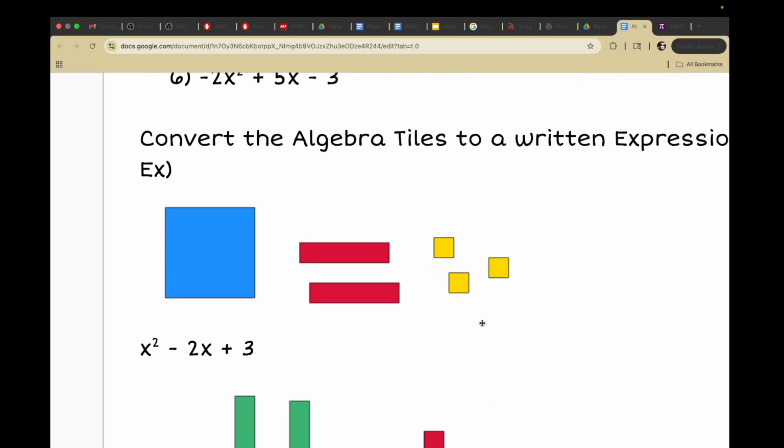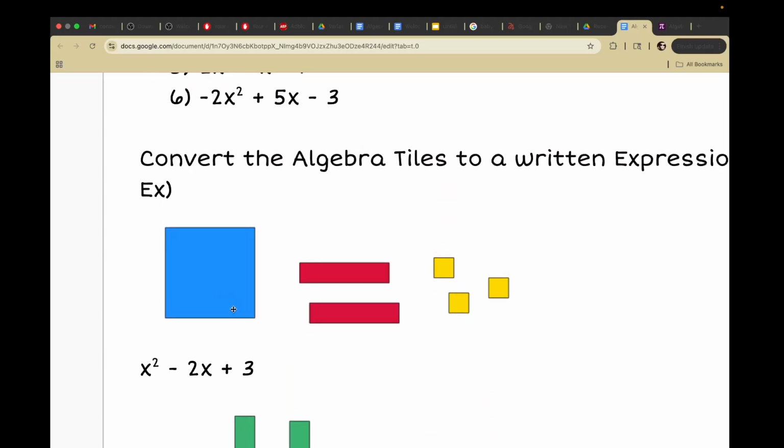Then you're going to do some that are the reverse way. Here, I give you the picture and I ask you to write down the expression. So you have 1 x squared, so that's just x squared. You have 2 negative x's, so that's negative 2x, and then 3 positive guys, so you'll just put a plus 3. Remember, the red side means negative.